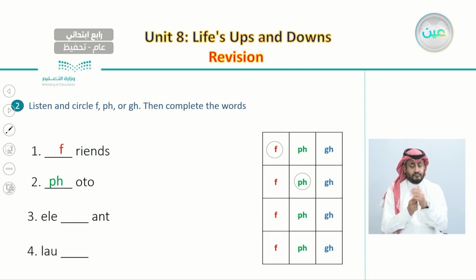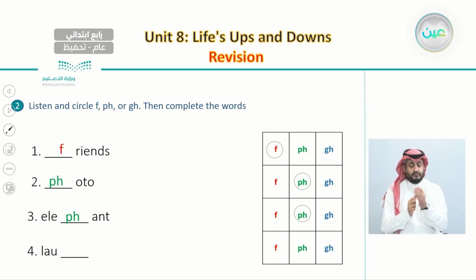Now let's listen to the word of number 3. The word of number 3 is elephant. Do you recall how to write the word elephant? Do we write it with F or PH or GH? Of course, we write it with PH. So here we write PH, and we'll go over there and circle the PH.